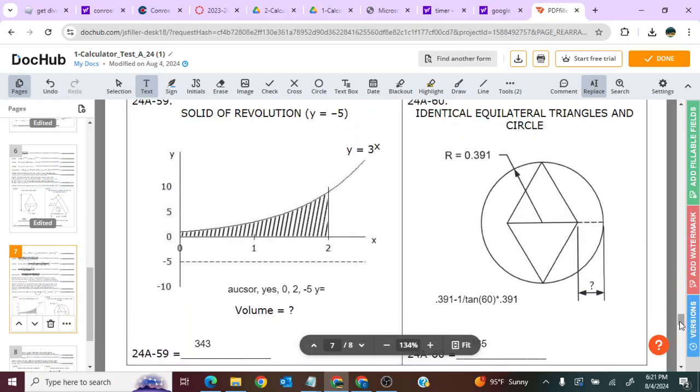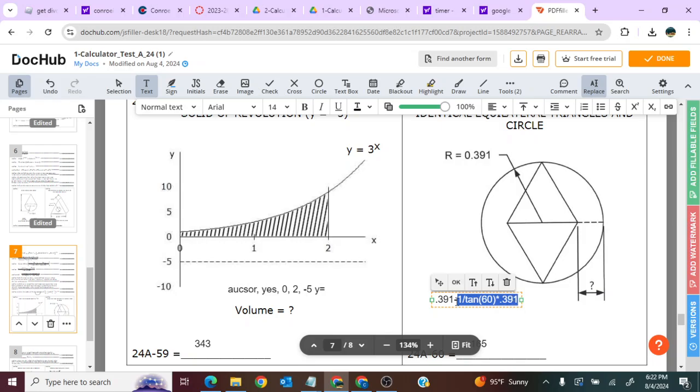And then, identical equilateral triangles and circles. You need to figure out this side right here. Well, to do that, that's the radius of the circle minus this unknown side right here. This angle right here is 60 degrees because it's an equilateral triangle. So 1 over tangent of 60 times this radius right here will get you this side, as you can see here. And then subtract the entire radius from that to get your unknown side right here.